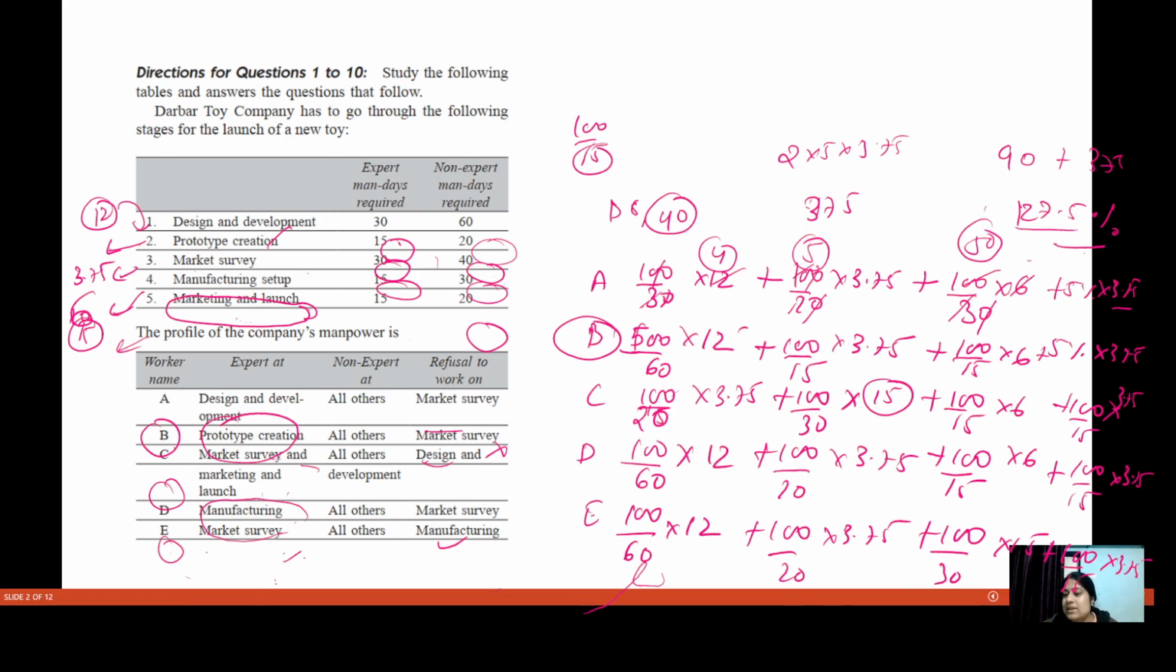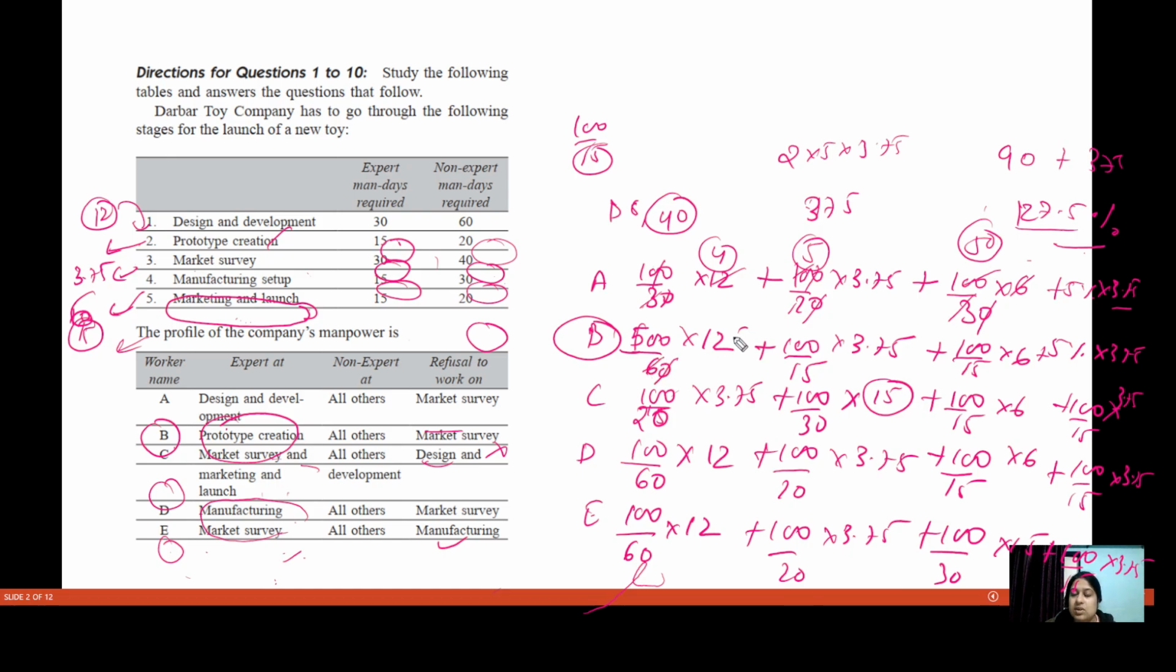See, you can write all these numbers in decimals as well. There is no problem in that. It is just that it will become a little cumbersome, so I am doing this thing. So now let us calculate this. When you calculate this, for example, we calculated here, we got 40 plus 37.5 plus 50. So we got this 127.5.